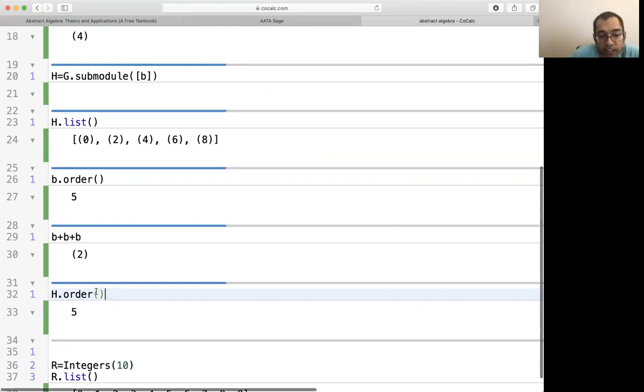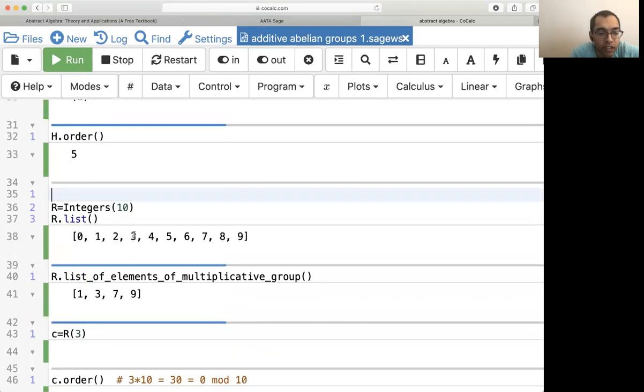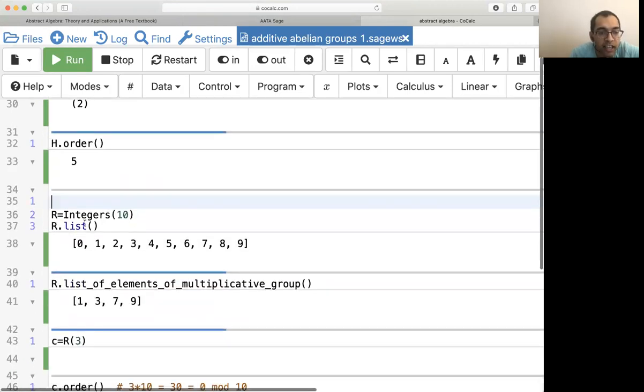And then we can also ask for the order of a group or subgroup. And so now that happens to be 5, which is the same as the order of the group it generates. Okay, so that's using the AdditiveAbelianGroup function. I haven't quite talked about Z mod NZ times, again, the group of units. And for that, I'm going to need this other function, Integers n. Now, this Integers n is actually a ring.